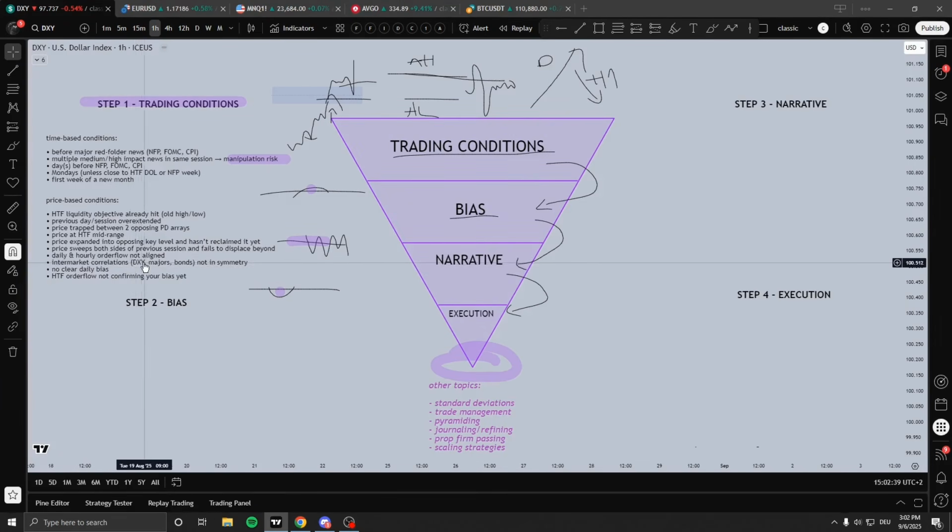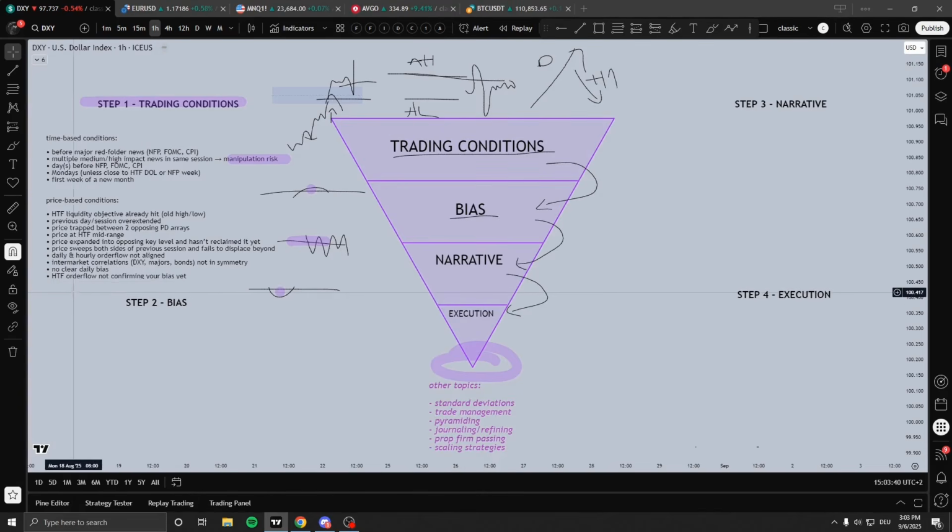For that we use DXY, all the majors, and bonds. For example, if T-bonds and DXY are both trading in the same direction, meaning both are bullish or bearish at the same time, then that's not a symmetry you want to see. Another example for intermarket correlations would be between the majors. Euro is bullish, pound is bearish or consolidating. UJ is bullish, Swissy is bearish. So the symmetry which you always want to see is Euro and pound both being bullish, UJ and Swissy both being bearish, and UCAD, that's high probability. If they're all trading differently, decoupled, then that's low probability.